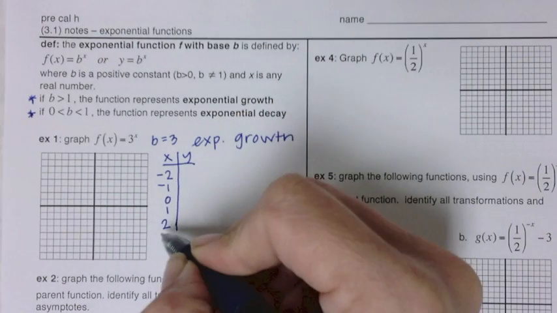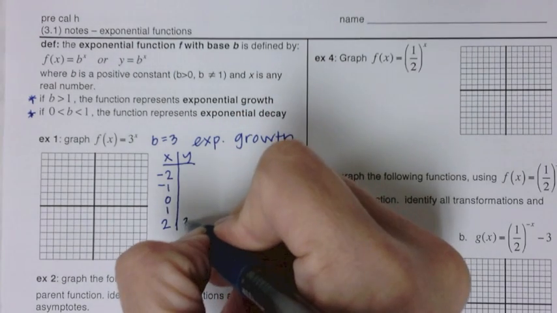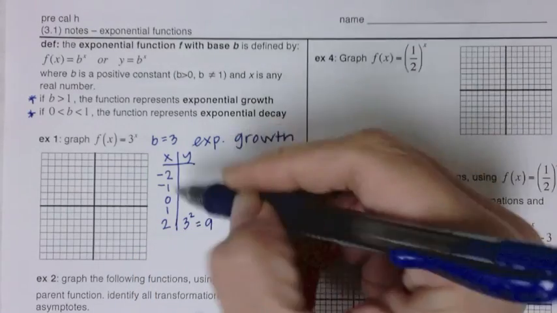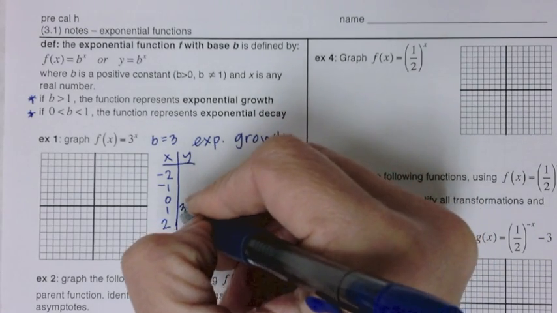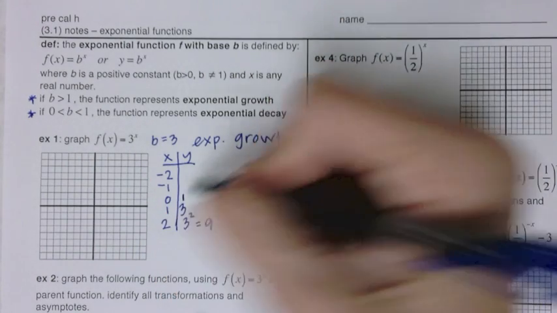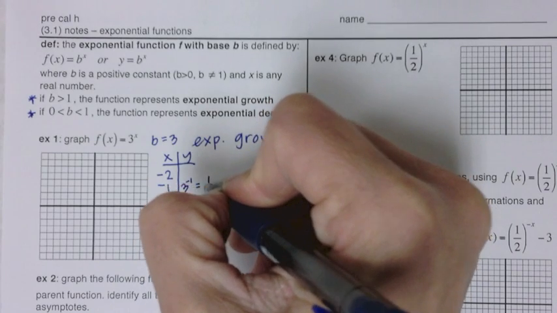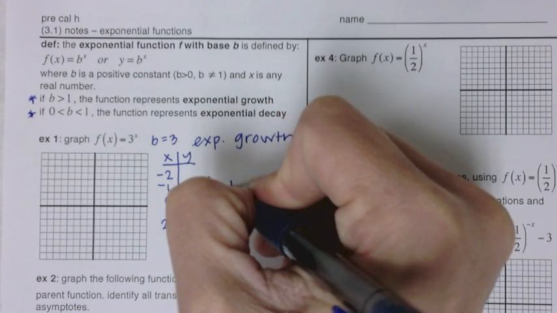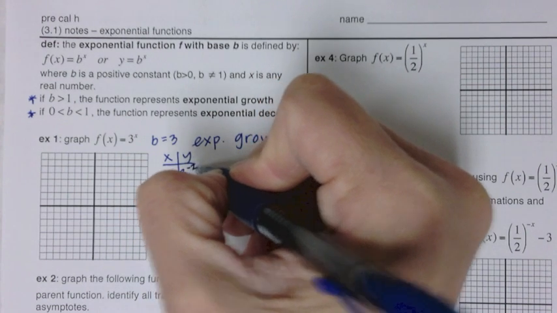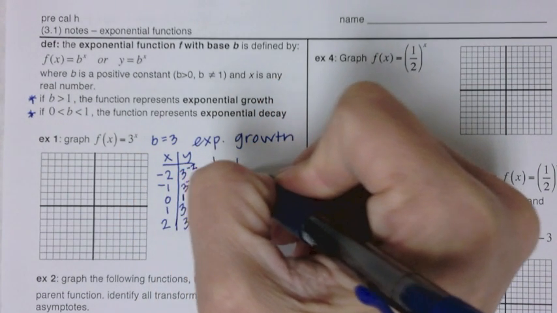So I'm going to start with the bottom this time just because it's easier to plug in. So what I'm doing is going 3 squared because the x is in the exponent, which is 9. 3 to the first power would be 3. 3 to the 0 power would be 1. 3 to the negative 1 is 1 over 3 to the first power, which would be 1/3. And then 3 to the negative 2 is going to be 1 over 3 squared, which is 1/9.